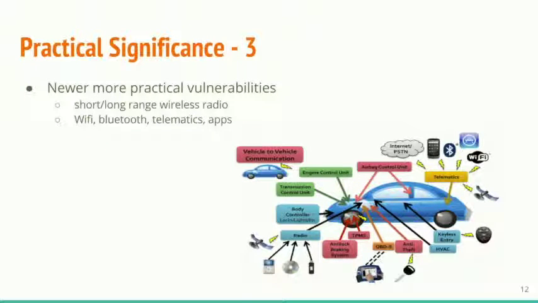Newer attack vectors are comprised of short and long-range wireless radio and can involve vulnerabilities in Wi-Fi, Bluetooth, brand telematic services, and onboard computer applications. These newer vectors lead to a much more practical attack due to their more remote nature and higher scale of potential affected users.